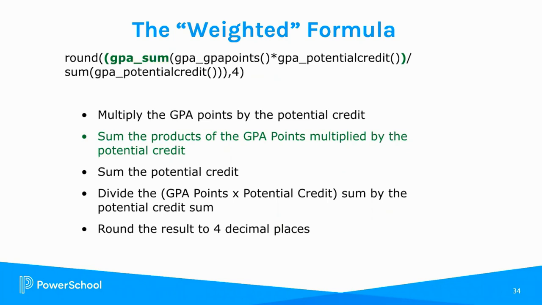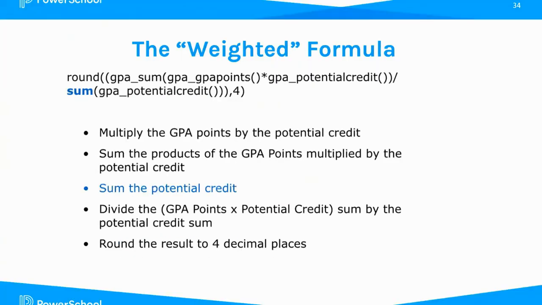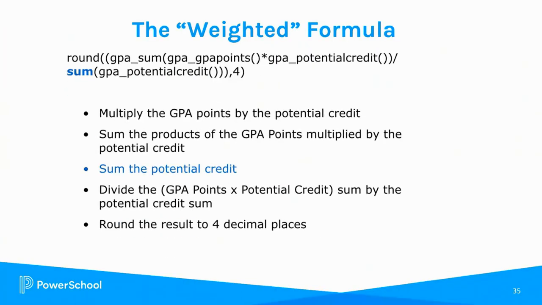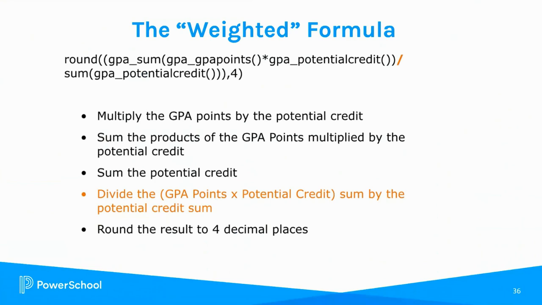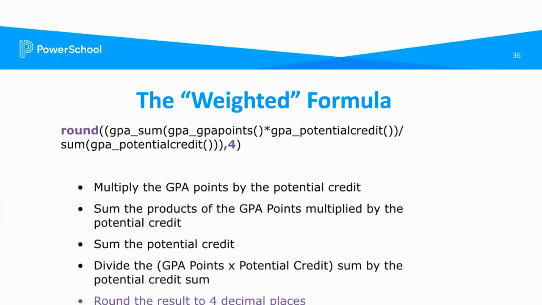So again, it'll do the GPA points by the potential. You would add all those together. Then instead, it'll do the sum of the potential credits. So of my 5 grades, there's a potential for 3 credit or whatever it is in there. Divide the sum of the points by the sum of the potential credit, and then round.